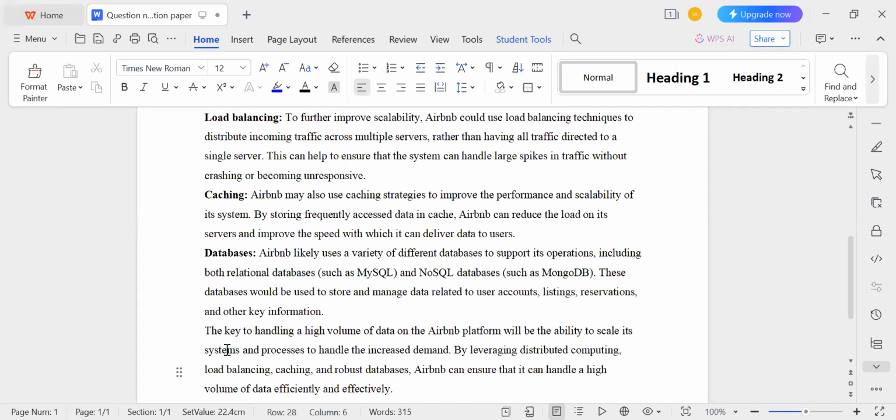Thus, to handle a high volume of data, the Airbnb platform will be able to scale its system and process to handle increased demand. So by leveraging distributed computing, load balancing, caching and databases, Airbnb can ensure that it can handle a high volume of data efficiently and effectively. So this is the answer for question number 6A.